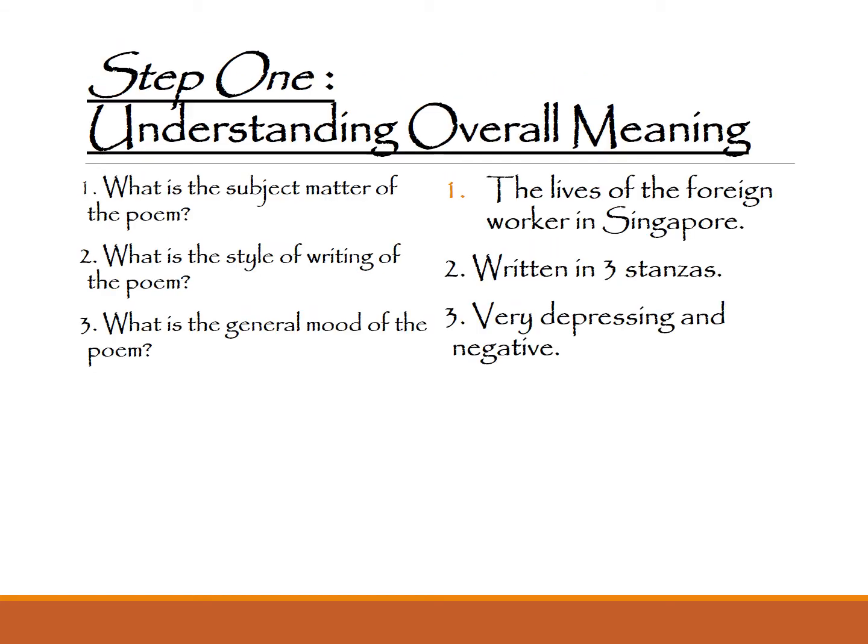So, the subject matter of the poem is about the lives of foreign workers in Singapore. We talk about discrimination and racism. These are themes of the poem. The writing style is three stanzas. We also discussed how the poem shifted from being very hopeful, the foreign worker very hopeful, who was intrigued by the magazine about Singapore, full of hope that he can get rich. And after he came to Singapore, it slowly shifted and he became very depressed and very sad because he met with discrimination.